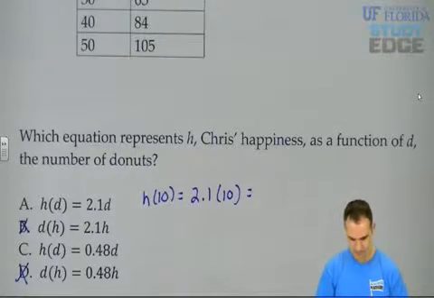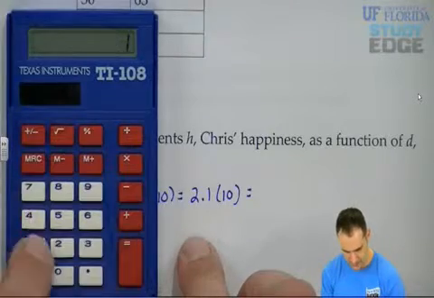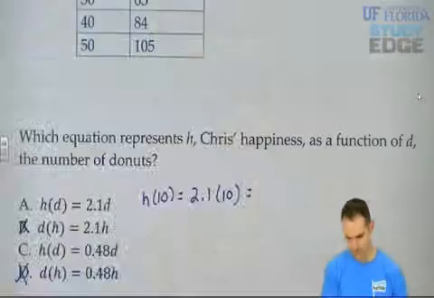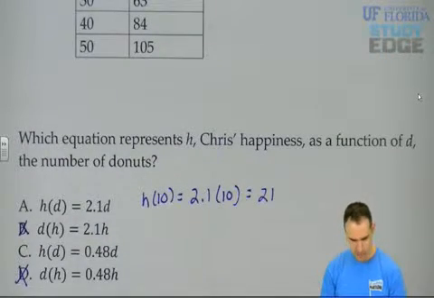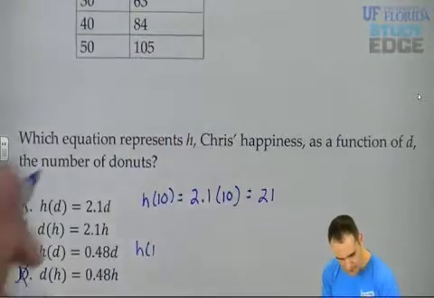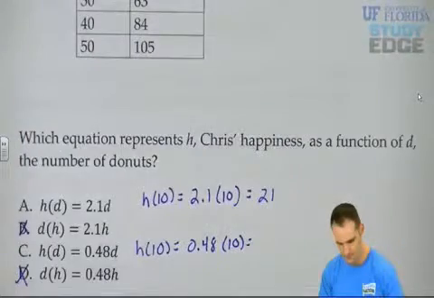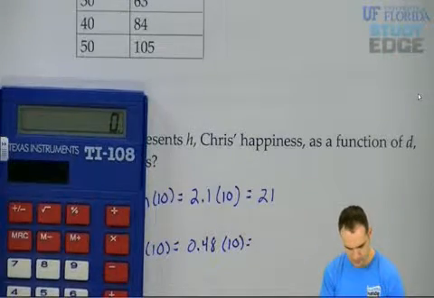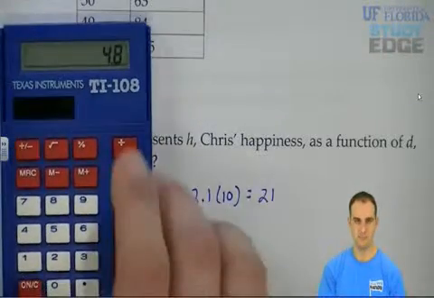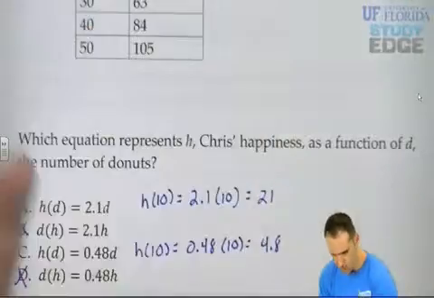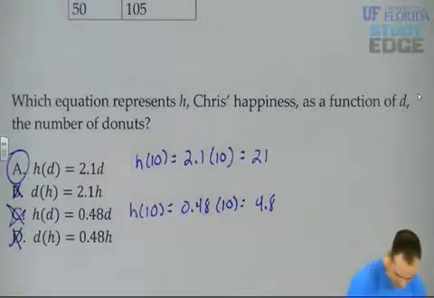2.1 times 10. The answer is A, but just to check, let's go ahead and plug into the other equation. C, H of 10 equals 0.48 times 10. So 0.48 times 10 will give me 4.8. That is not 21. I wanted 21. I did not get 21, so the answer is A.